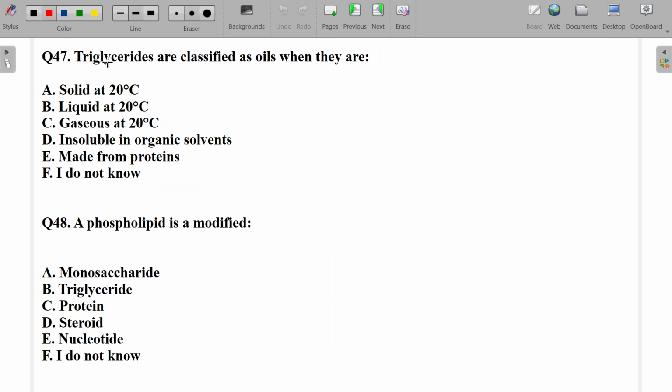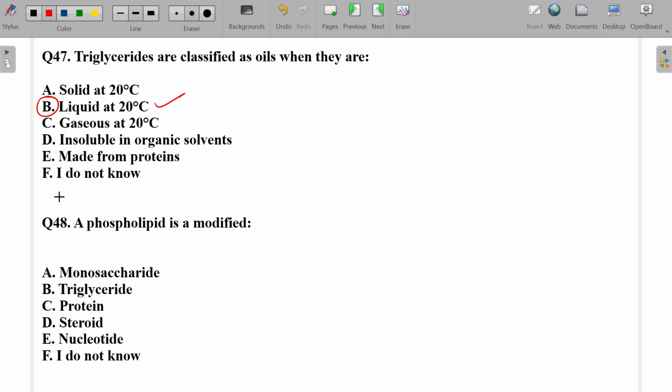Then question 47. Triglycerides are classified as oils when they are: A. Solid at 20 degrees Celsius, B. Liquid at 20 degrees Celsius, C. Gaseous at 20 degrees Celsius, D. Insoluble in organic solvents, E. Made from proteins, F. I do not know. B. Okay.